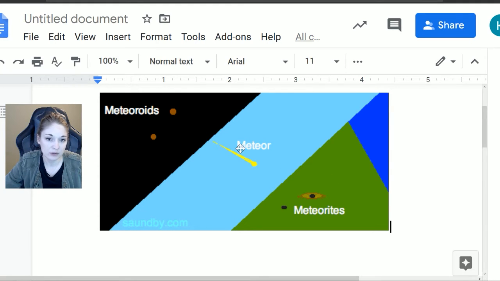So not all meteors will become meteorites, but in the event that they are large enough and they are at the right angle entering in from space, they will become a meteorite. And so hopefully that graphic helps. Like I said, I prefer that to all the words.